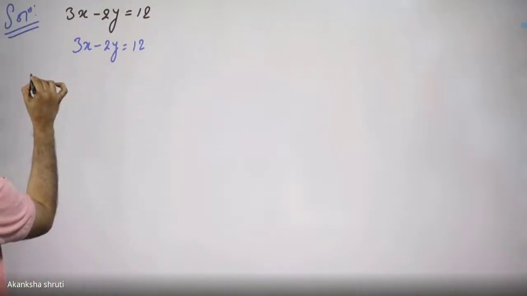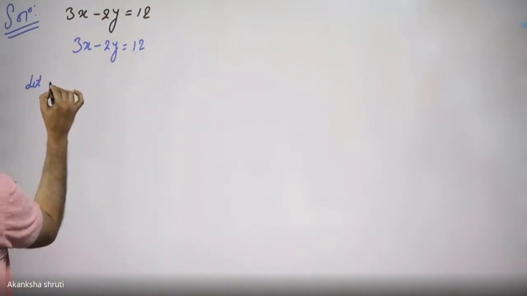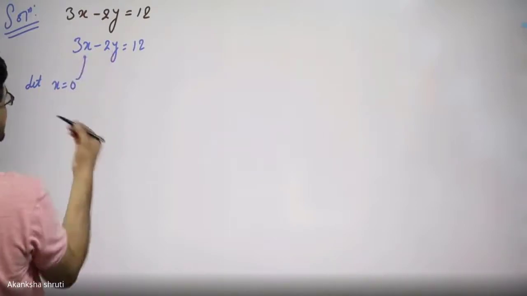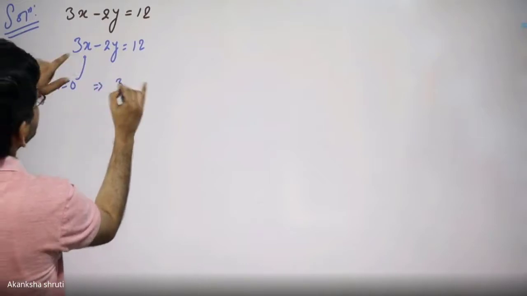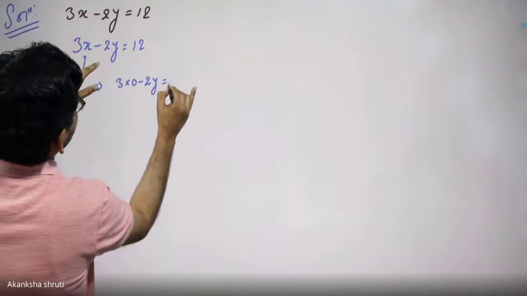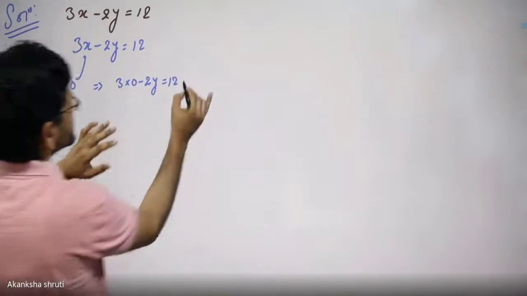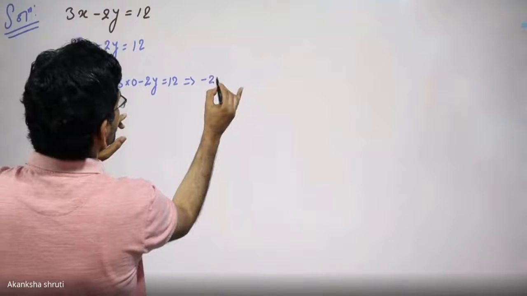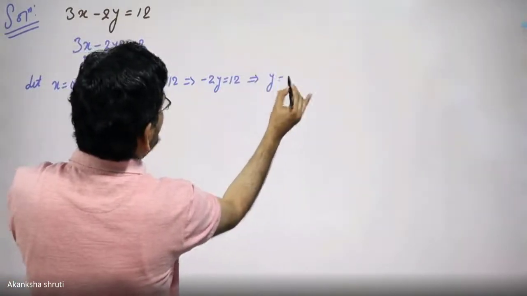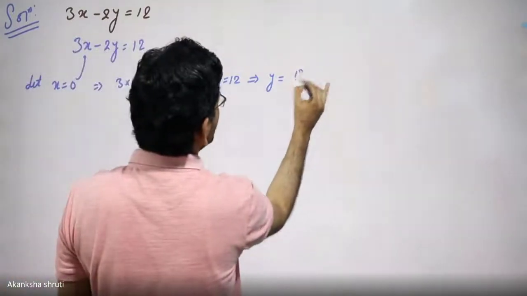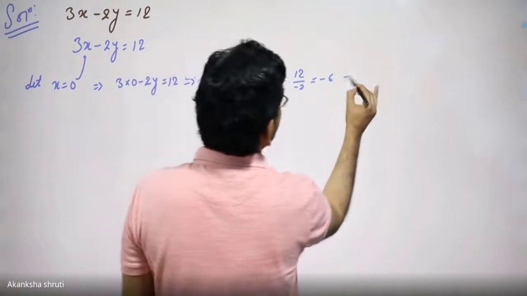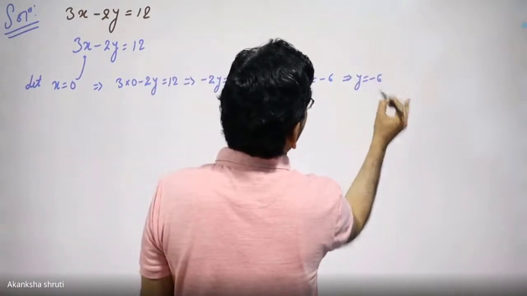Let us take x = 0. Substitute x = 0 here. We get 3 into 0 minus 2 into y equals 12. 3 into 0 becomes 0, so it is -2y = 12. This gives y = 12 divided by -2, so y = -6.